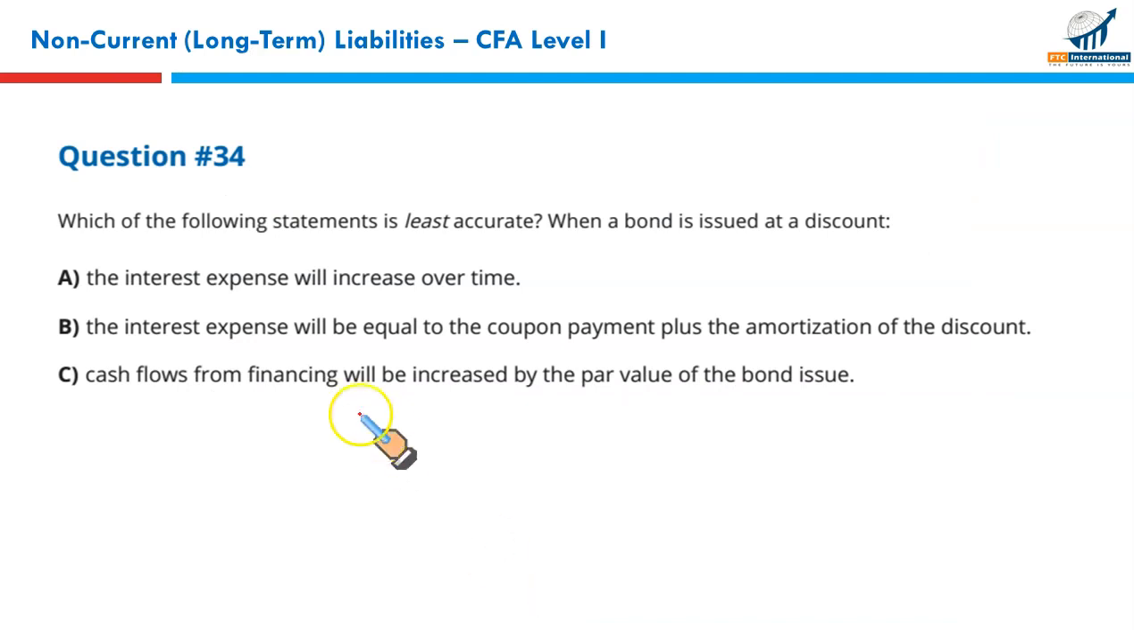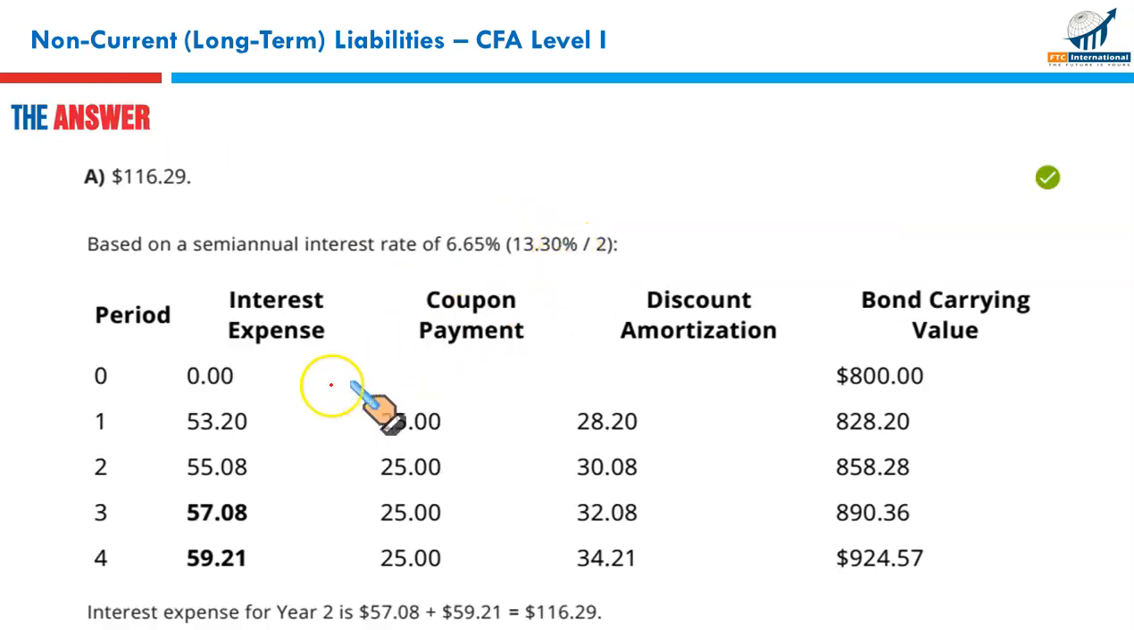Next, which of the following statements is least accurate? A. When a bond is issued at a discount, the interest expense will increase over time. Okay, let's see. This is an example of a discounted bond. The interest expense keeps on increasing every year or every period. So this is a true statement. The interest expense will increase over time for a discounted bond. A is correct.